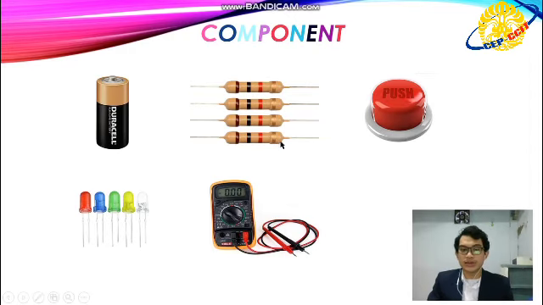And the next is resistor. The function of the resistor is limiting or regulating current in the circuit. So it makes a limit in the circuit, reducing the voltage as needed by the electronic circuit.